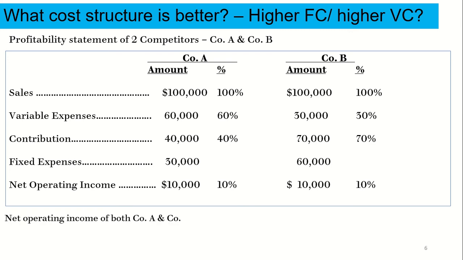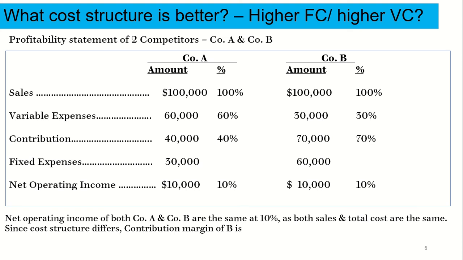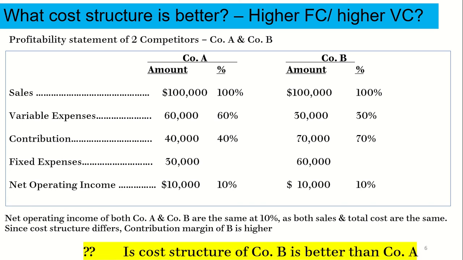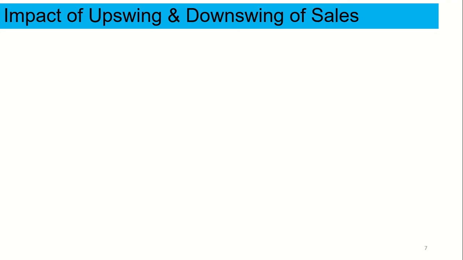So therefore, we see that net operating income of company A and B are the same at 10%, as both sales and total costs are the same. But what we also observe here is that contribution margin of company B is higher. So is company B at a relatively better position compared to company A? Let's take a look at different market scenarios.